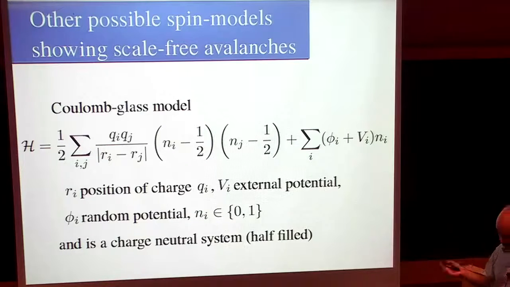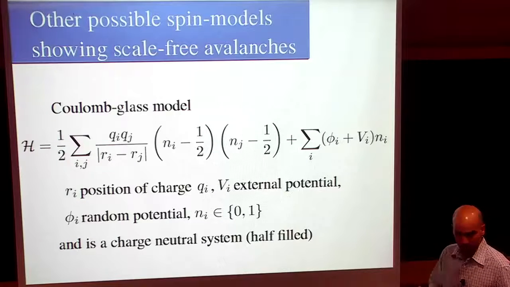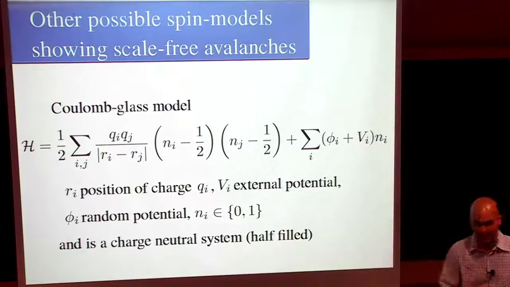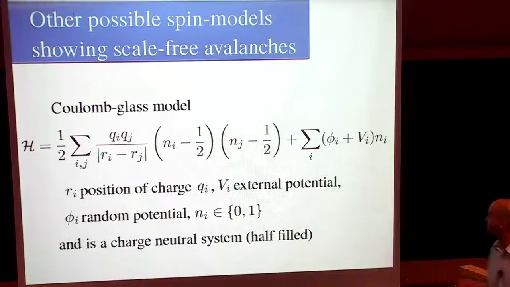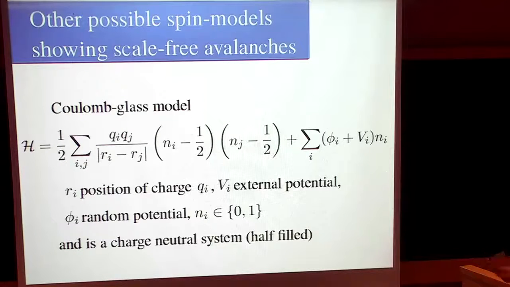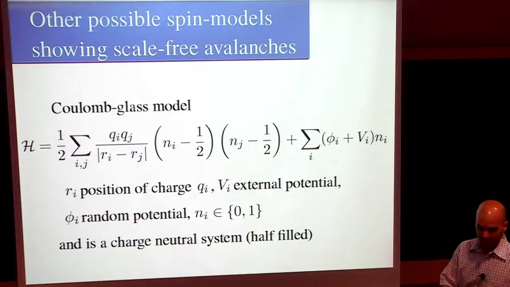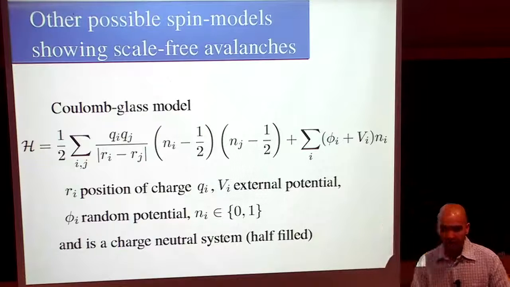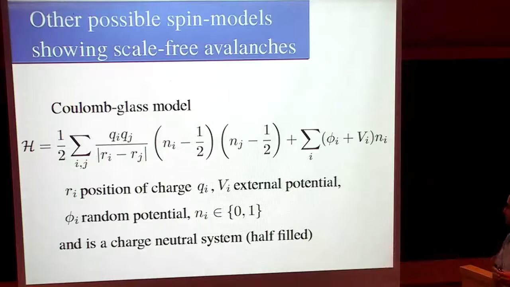So far, we wanted to look further for models that could be candidates to show this interesting behavior of self-organized criticality. And one of these candidates was the Coulomb glass. This is a model that describes systems with strongly localized electrons and unscreened Coulomb interactions. It also shares some similarities with the SK model, so it was a good candidate to test for avalanches.